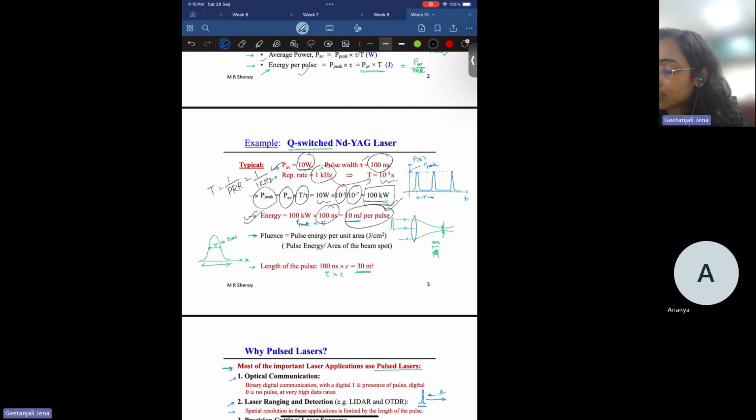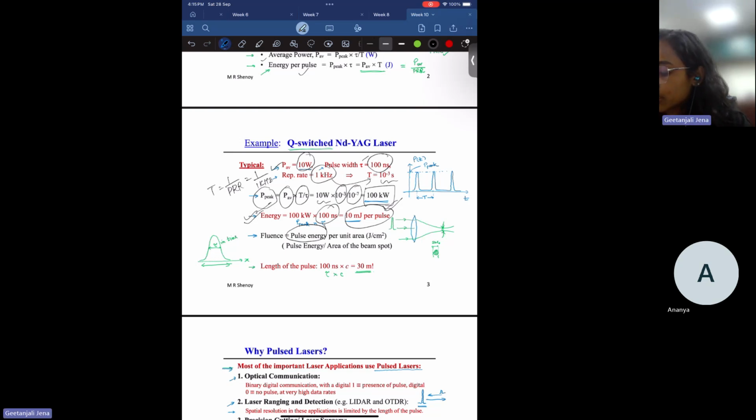Okay. And another parameter that is also used is fluence. Fluence is nothing but pulse energy per unit area. So if you are given the area of the sample where the laser is incident, then you can first calculate the pulse energy, and divide it by the area of the beam spot. From that, you can calculate the fluence of the sample.